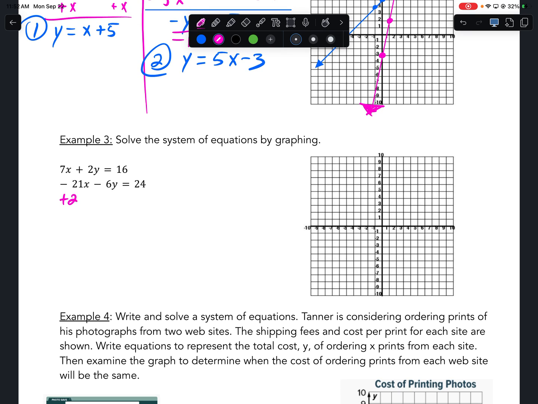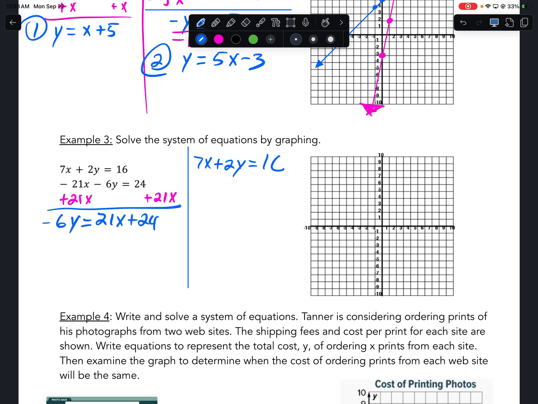Add 21x to both sides. So we get -6y equals 21x plus 24. Then we're going to solve the second. So what's the first step in solving that second equation, Jack?